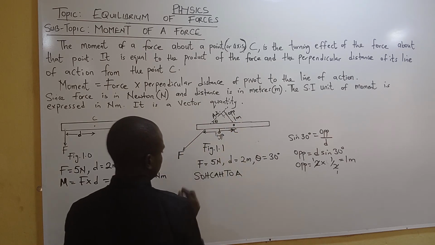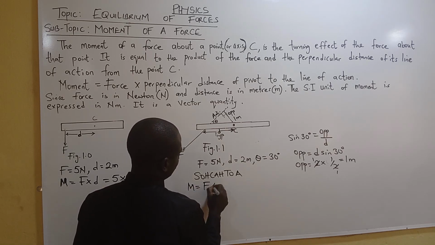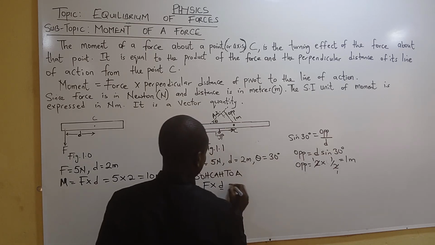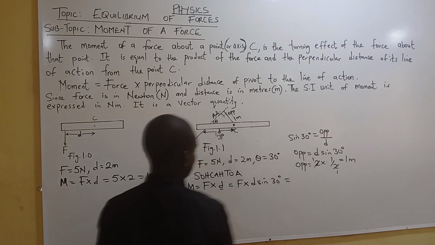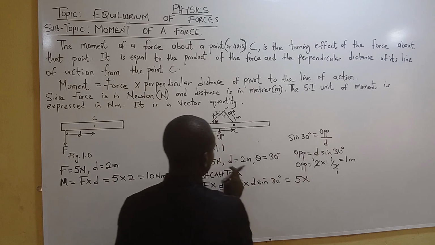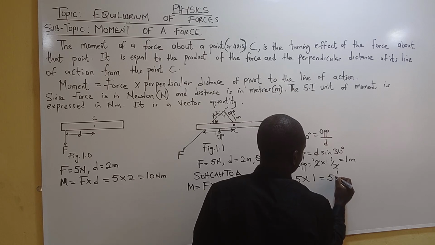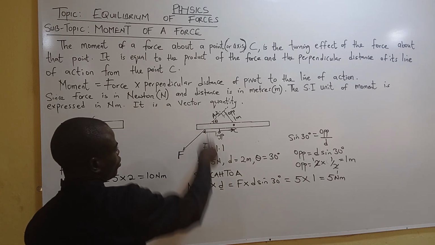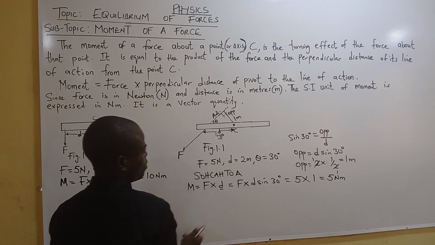You can now come back to write moment equals force times perpendicular distance. We have resolved the perpendicular distance to be D sine 30 degrees, and don't forget that force is 5. Our distance now, we are using D sine 30 degrees instead of normal D, and we have calculated it to be 1. That's 5 times 1, which is 5 Newton meters. Please take note, when you see a diagram that's not perpendicular to the meter rule, you resolve it to get the opposite using SOHCAHTOA.